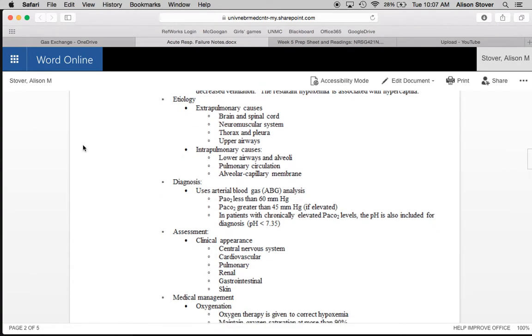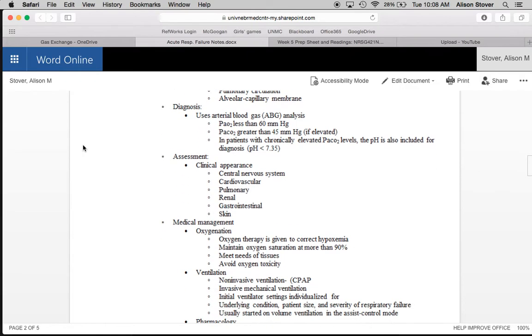Etiology or causes of respiratory failure. If I accidentally call it renal failure, I apologize. Sometimes my mouth says things without my brain realizing. It's something I'm working on, but we'll keep going. Causes, extrapulmonary, so outside of the lungs. Causes could be like a spinal cord injury, neuromuscular problem, upper airway disease. Intrapulmonary causes, obviously, inside the lungs. So lower airway problems, alveoli problems, problems with the alveolar capillary membrane.